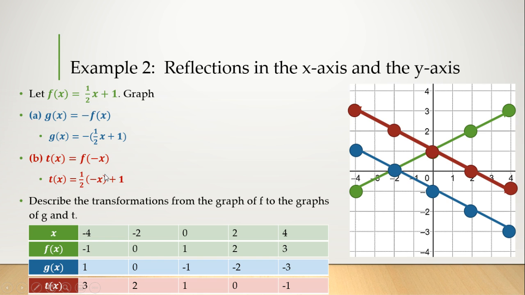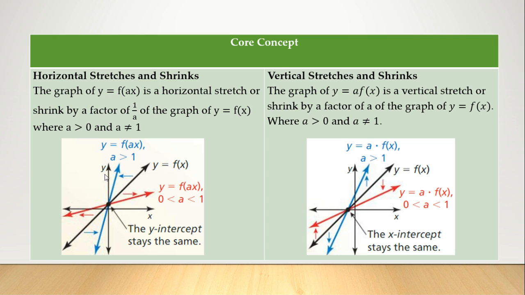Paying attention to where the negative is makes a big difference. Okay, horizontal stretches and shrinks, vertical stretches and shrinks. Now, the thing to understand is these are both going to seem very similar, and that's because they are. A horizontal stretch could be a vertical shrink. And I'll show you what I mean.